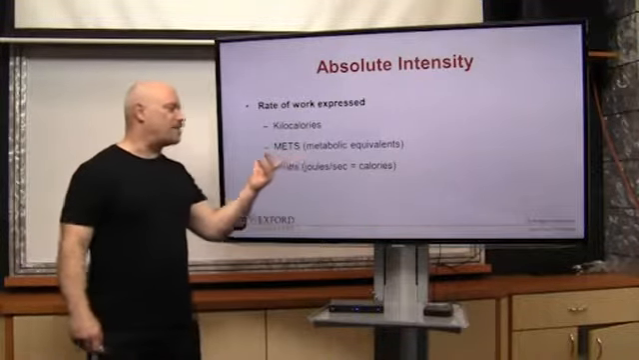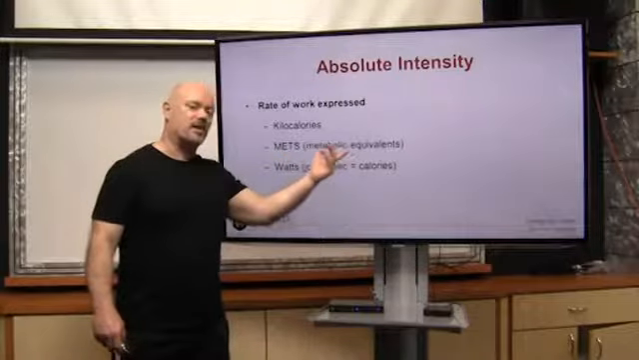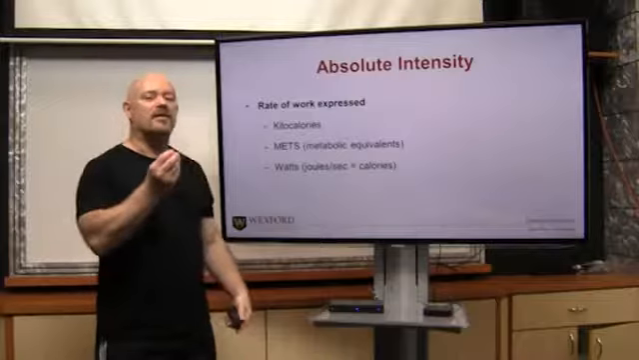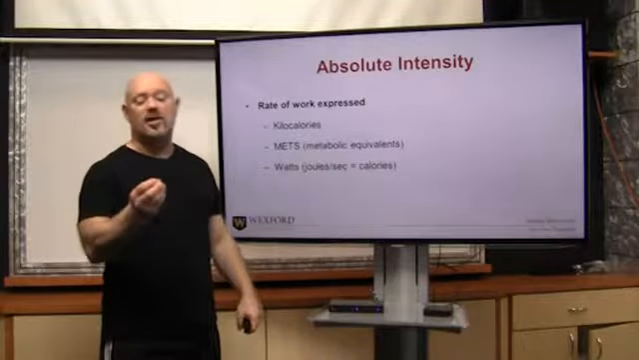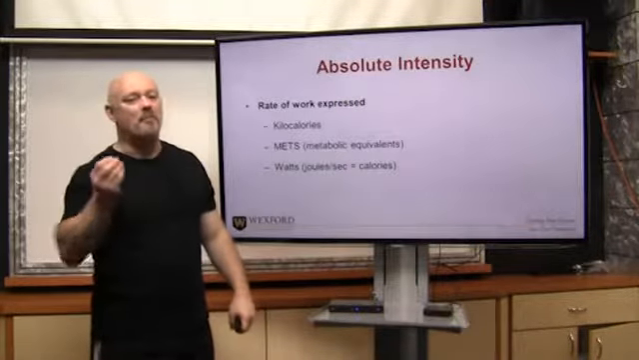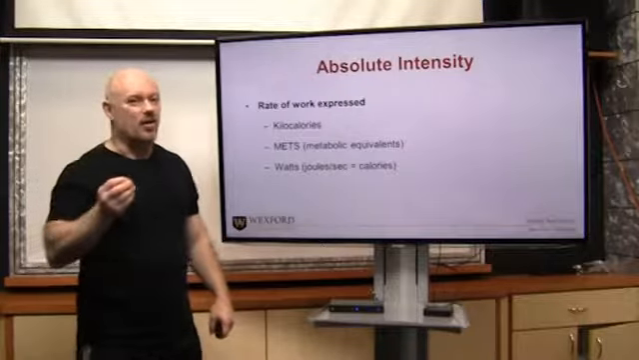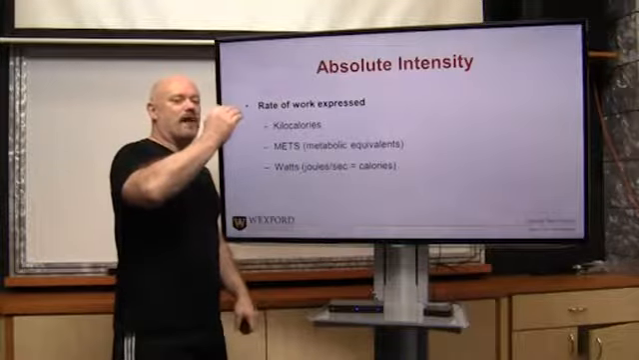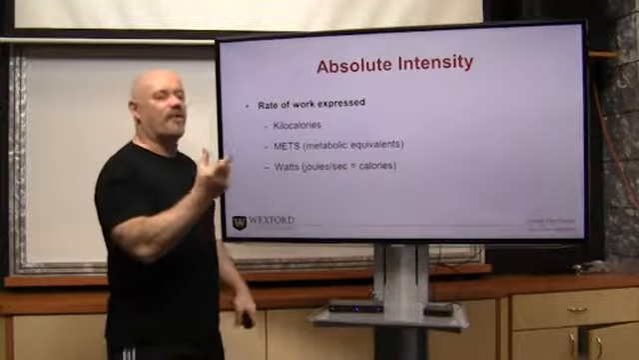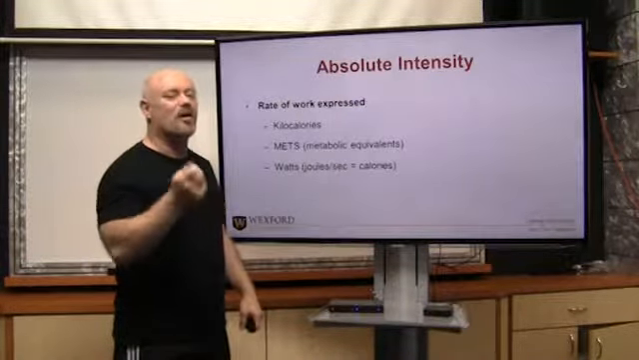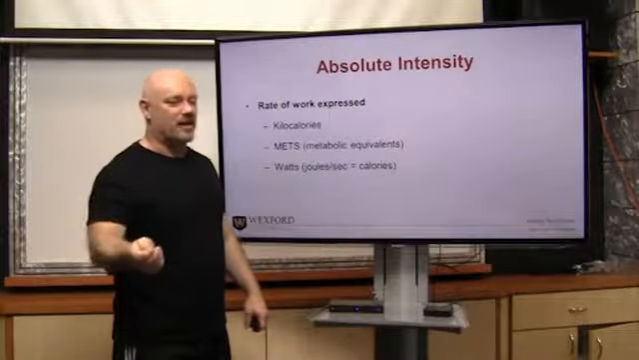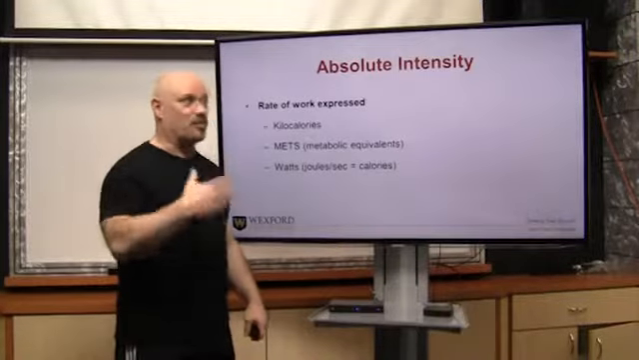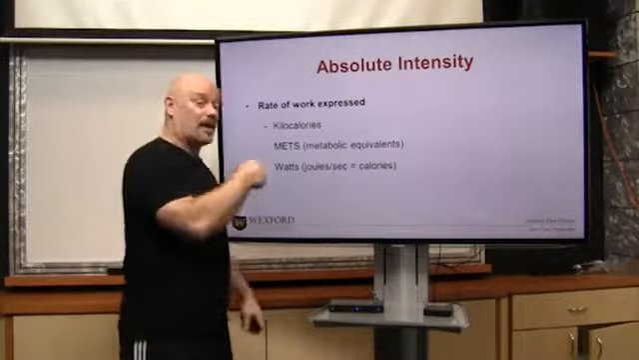We can also look at METs, which are metabolic equivalents. One MET is equal to 3.5 milliliters of oxygen used per kilogram of body weight per minute of exercise. So if you're doing 10 METs, we're using 35 milliliters of oxygen per kilogram of body weight per minute. If you do that for a sustained bit of time, you're using a lot of METs and burning a lot of calories.